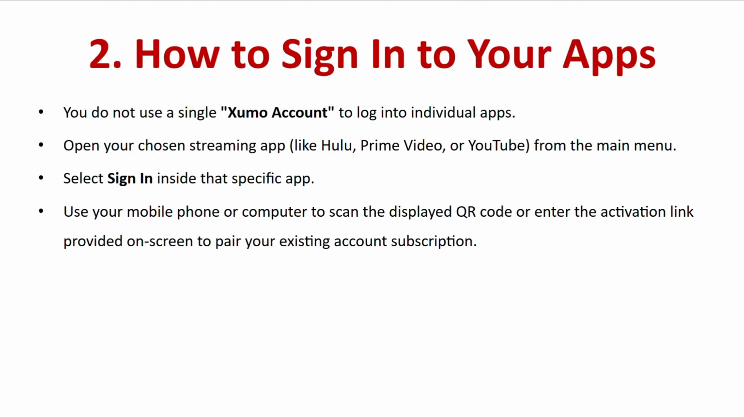Next, how to sign into your apps. You do not use a single Xumo account to log into individual apps. So open your chosen streaming apps like Hulu, Prime Video, or YouTube from the main menu and select Sign in inside that specific app. Now use your mobile phone or computer to scan the displayed QR code or enter the activation link provided on screen to pair your existing account subscription.